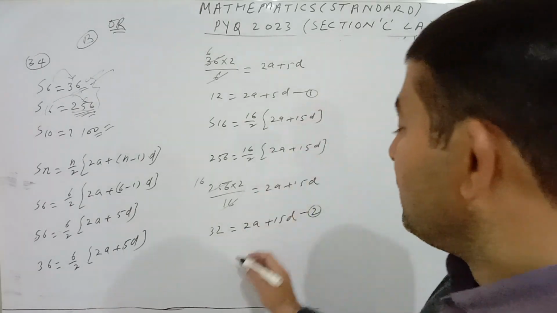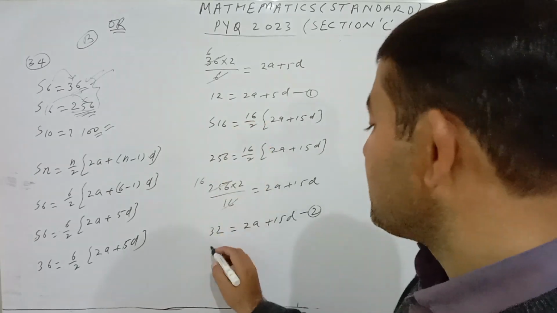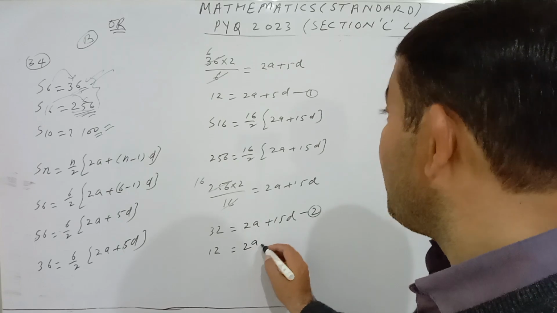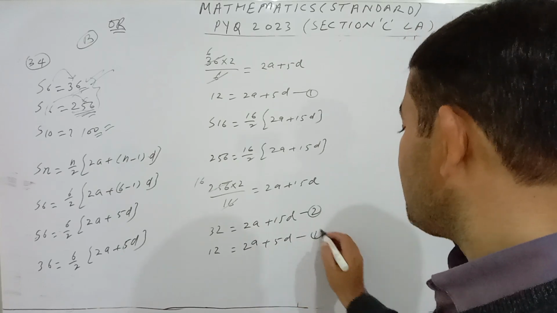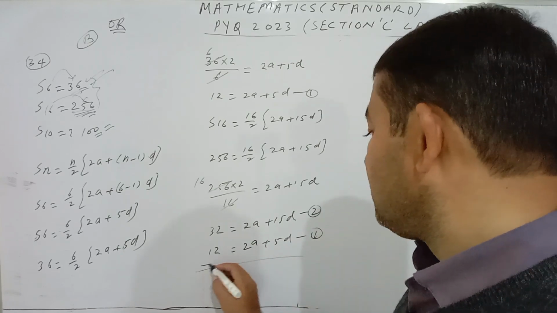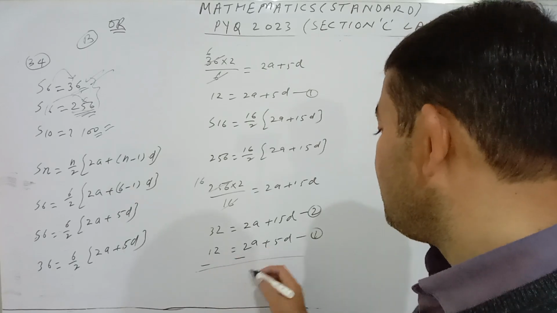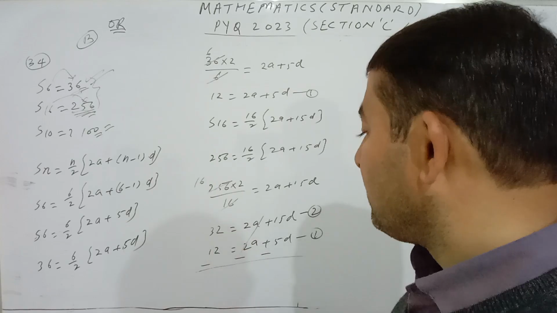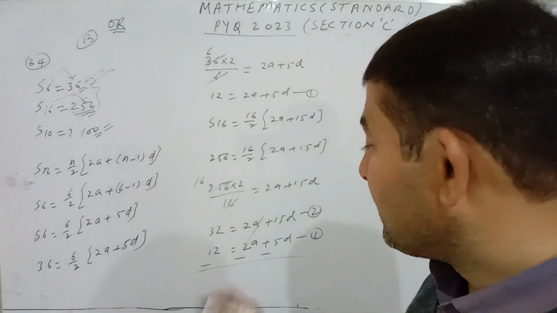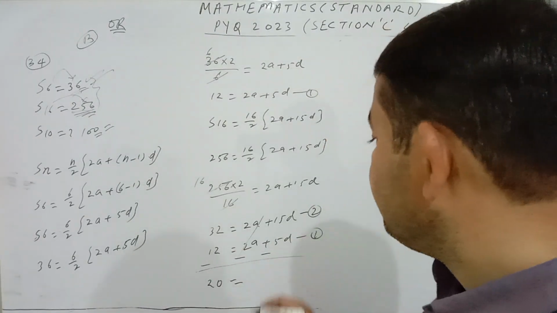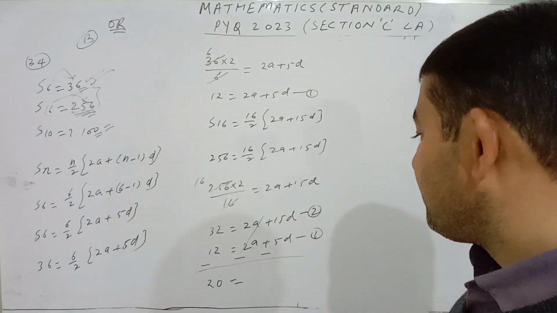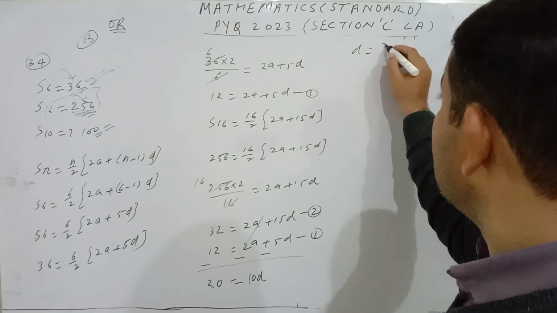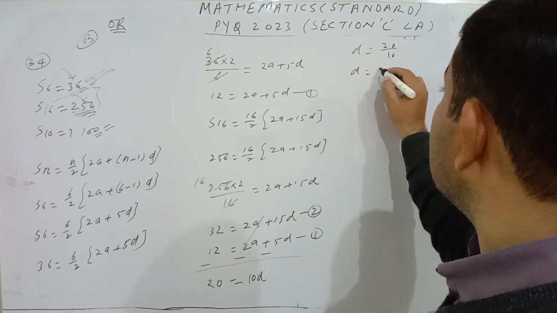So we will write equation number 1 and subtract it from equation number 2. 2a plus 5d is equation number 1, and we subtract, so the 2a terms cancel out. 12 subtracted from 32 is 20, and 5d subtracted from 15d is 10d. So d equals 20 by 10, so d is equal to 2.